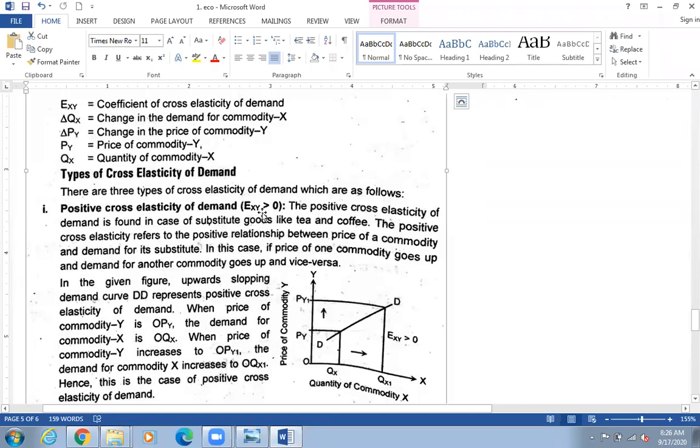Is that okay? So greater than 0 means it is positive. 0 भन्दा धेरै छ. 0 भन्दा कम भयो नि, that is the negative, isn't it? Positive, negative. Positive is always greater than 0, because 0.5 is also a positive number.